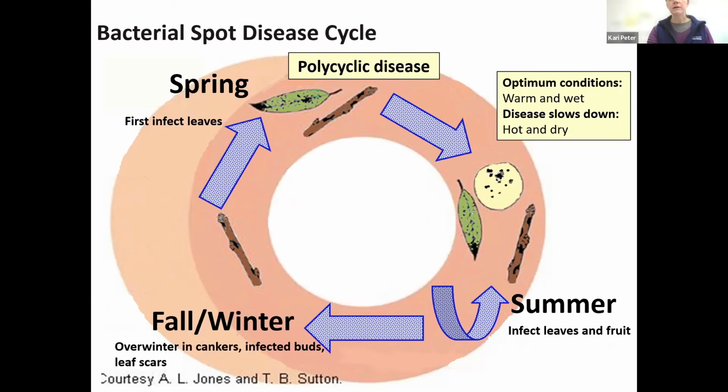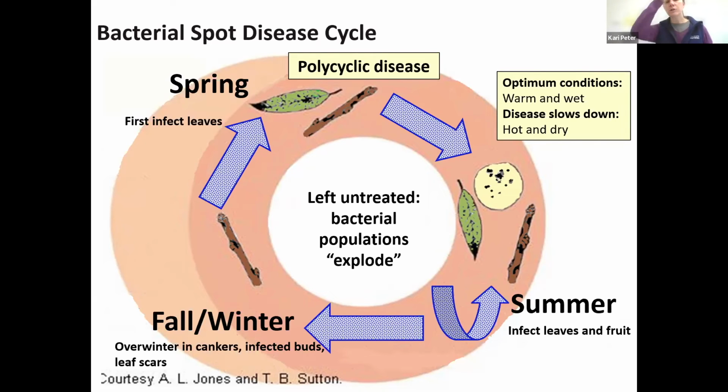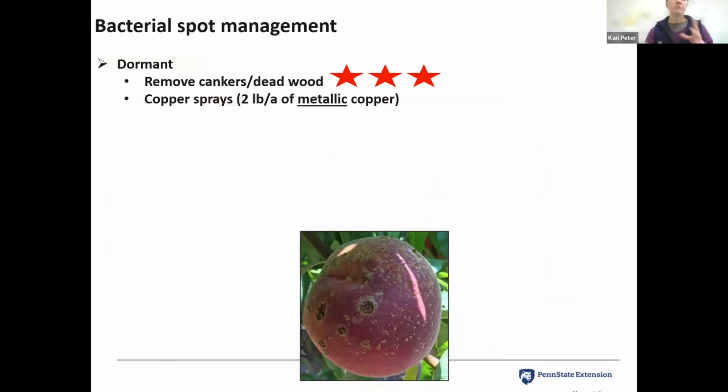So again, this is a polycyclic disease, and unfortunately, if you leave the disease untreated, the bacterial populations are going to explode within the trees. As far as bacterial spot management goes, the first thing that's going to help, during the dormant period, is to apply a dormant copper spray. This is going to help with a lot of diseases. The rate you want to aim for is 2 pounds to the acre of metallic copper.